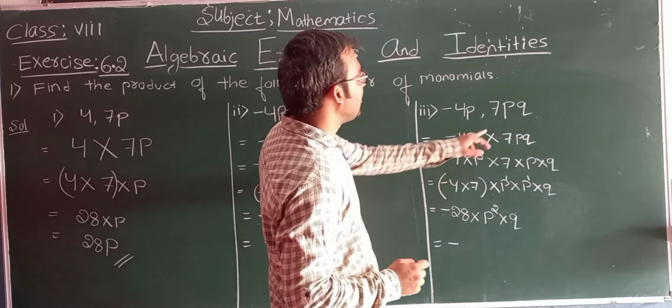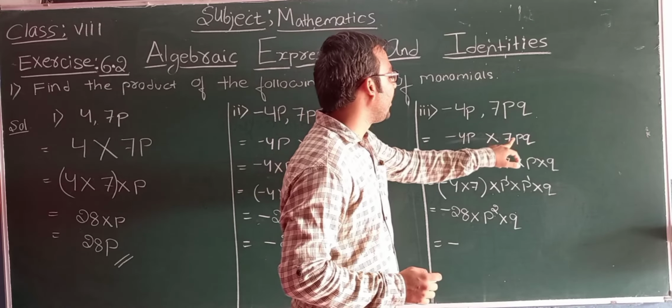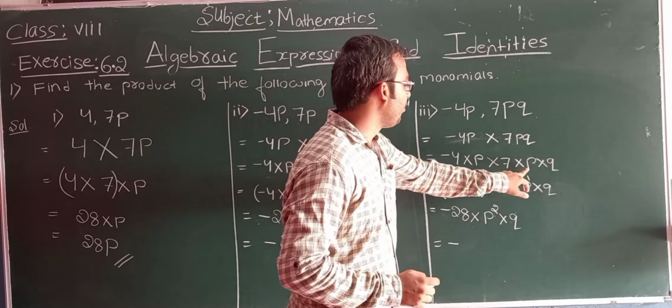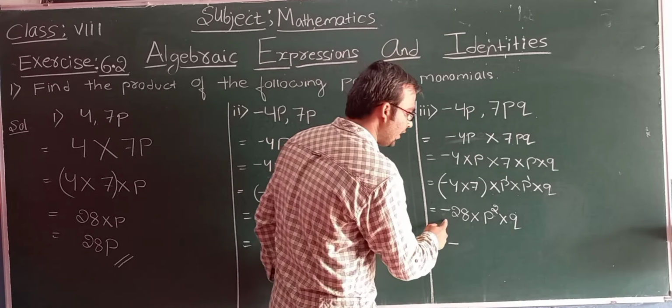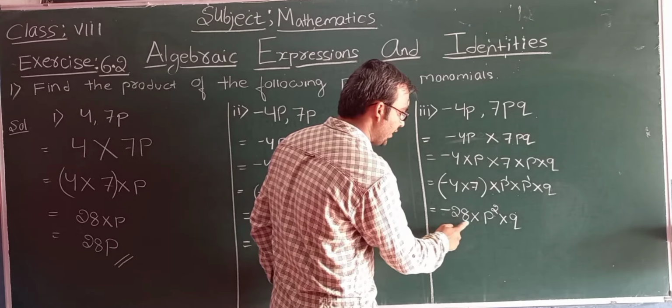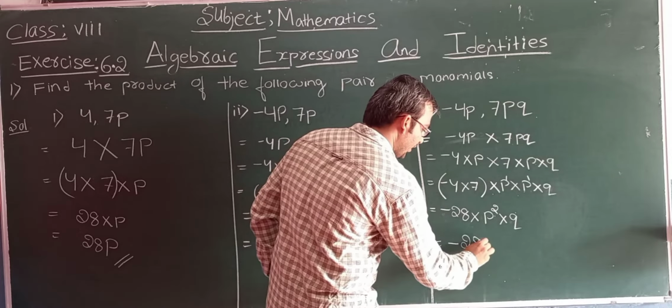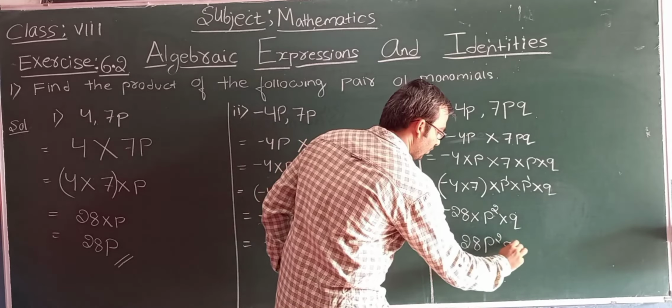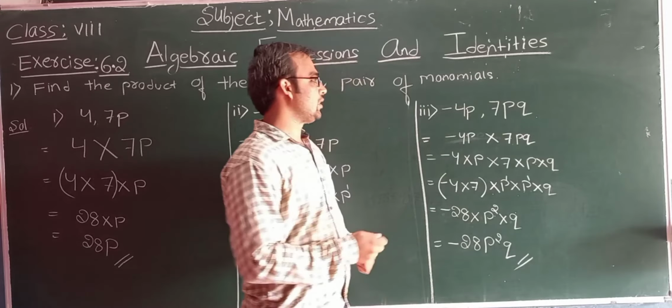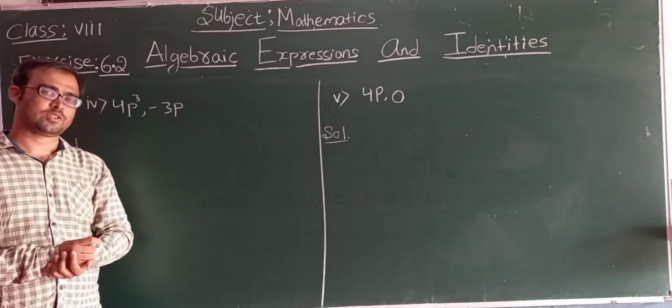As I told you, if there is 7PQ, you can write it like this: 7 into P into Q. And if here it is minus 28 into P square into Q, then you can write it like this: minus 28 P square Q square. Okay, so this is the solution for the third problem. Students, now let's solve the fourth problem.